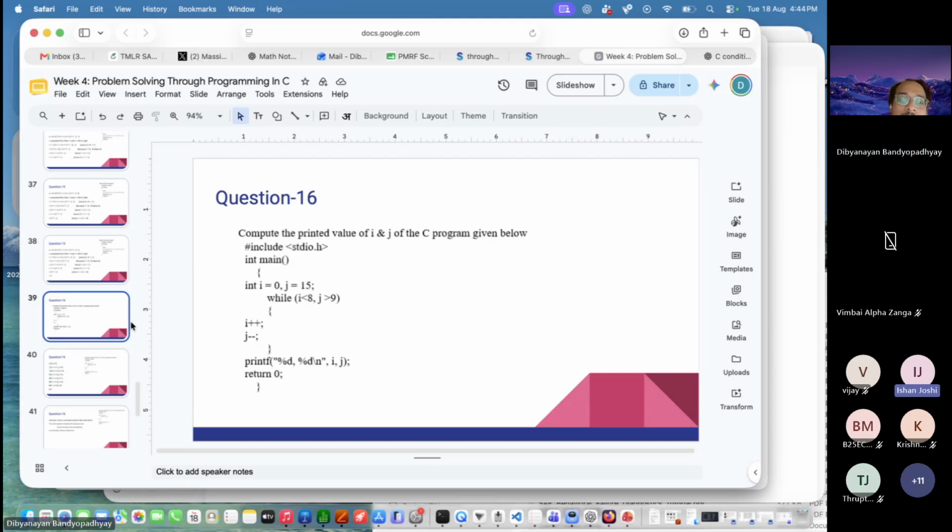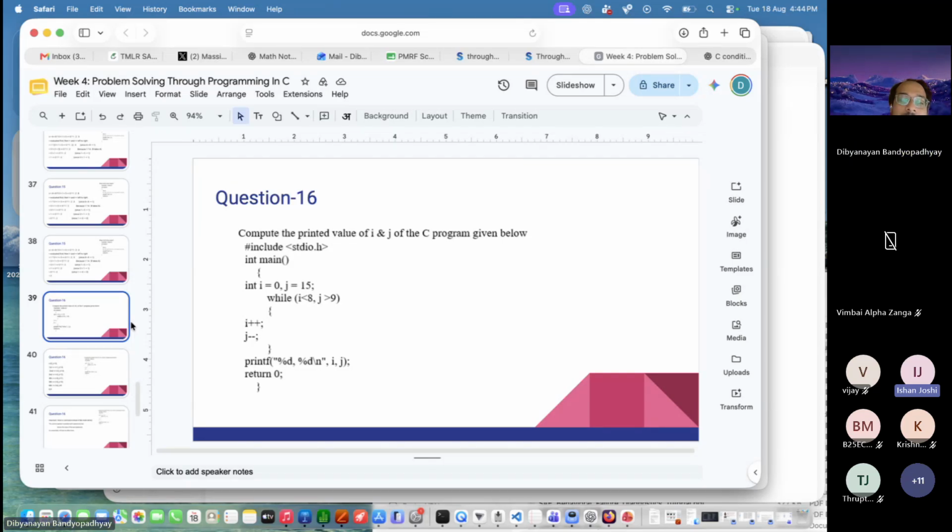So after continuous incrementation of I, its final value will become 5, and the final value of J will become 10, and the condition will be checked. The condition for I, which is 5 less than 8, and for J, 10 is greater than 9. These both conditions are true. And then it will again enter into the while loop.